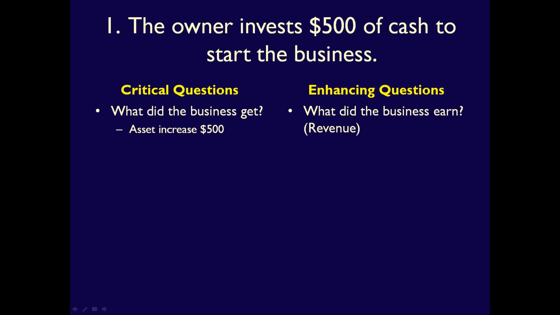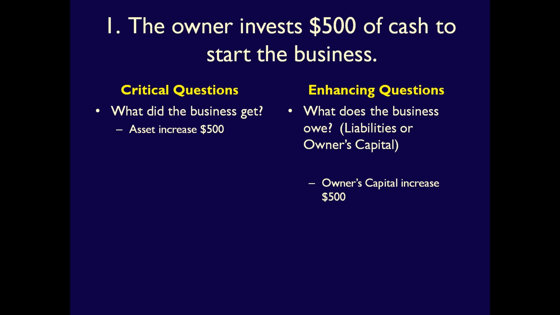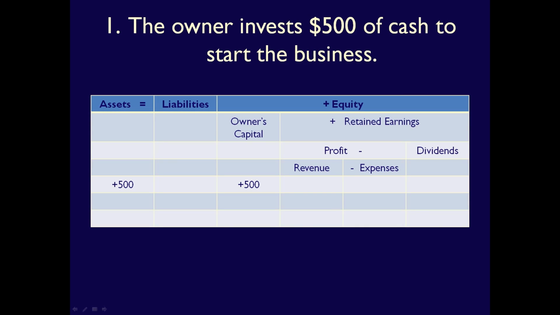What did the business earn? Nothing, as they have not done anything for customers yet, so no revenues. What did the business use, consume, or incur? Nothing. We have not generated revenue, so we have not used, consumed, or incurred anything either. What does the business owe? The business now owes equity to the owners in the form of owner's capital, so $500 is owed to the owners. Let's record this business activity in the expanded accounting equation.